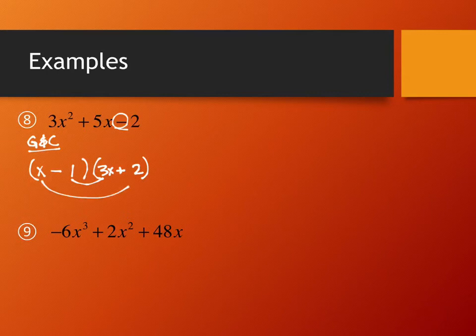What I need to check is what happens when I do the inner and the outer terms. The inner term here is negative 3x. The outer term here is positive 2x. Do those add to the positive 5 in the middle? They do not. So this is not the right combination of things.